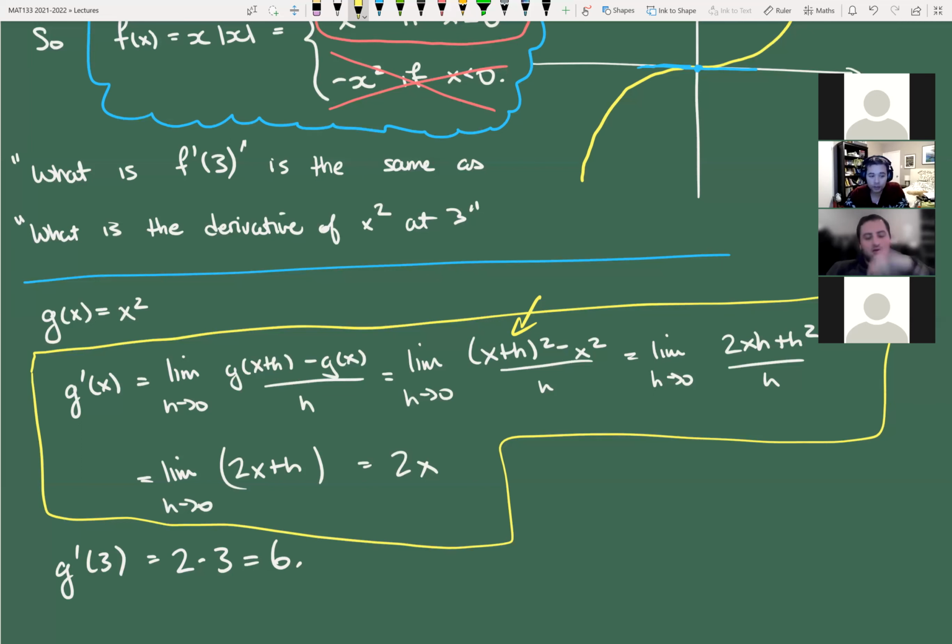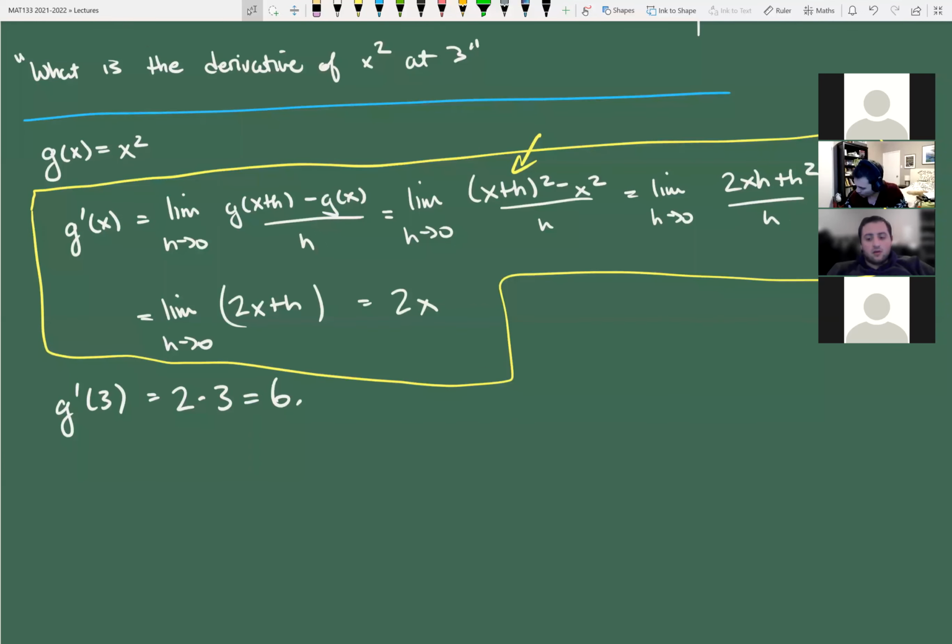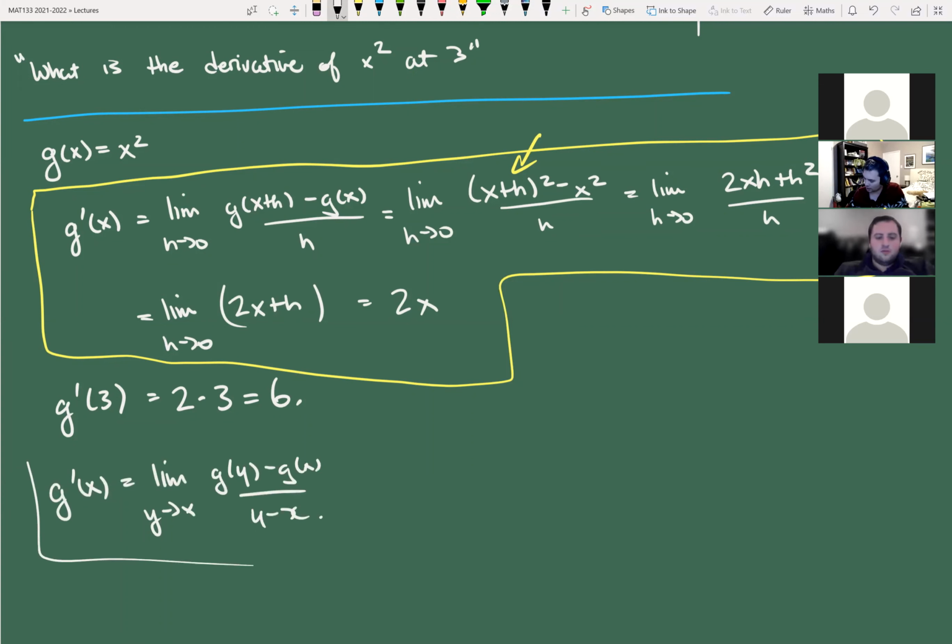There's another definition of the derivative, right? So we could have done it as well. g prime of x is the limit as y approaches x of g of y minus g of x, divided by y minus x, right? This is in the videos for sure. I think the video is called an alternative definition of the derivative or something.